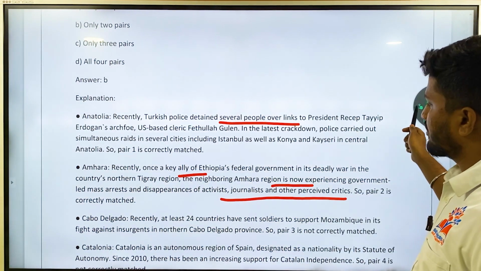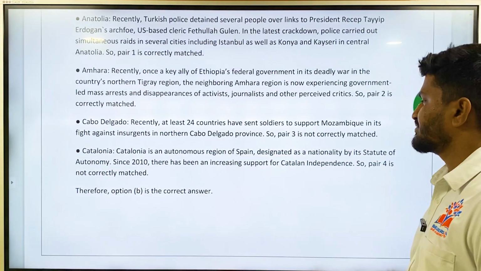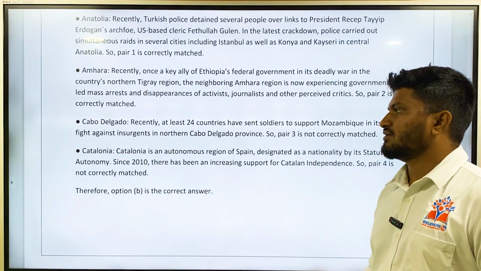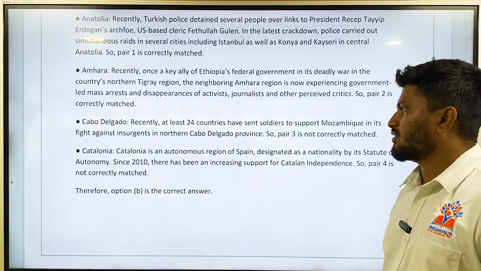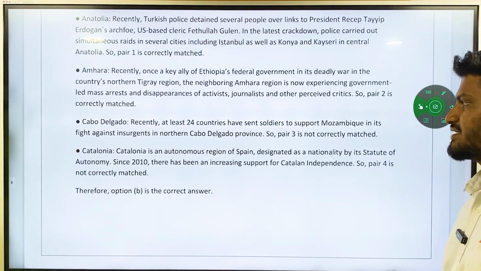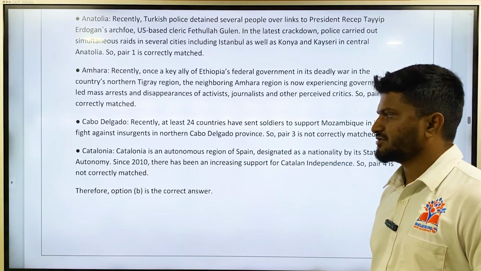Whereas Cabo Delgado, recently at least 24 countries have sent soldiers to support Mozambique in its fight against insurgents in the northern Cabo Delgado province. So Cabo Delgado is not related to Spain, instead it is related to Mozambique. So the pair is not correctly matched.